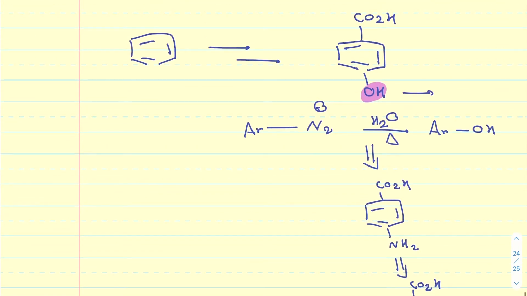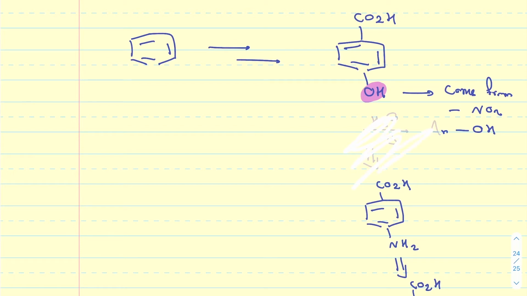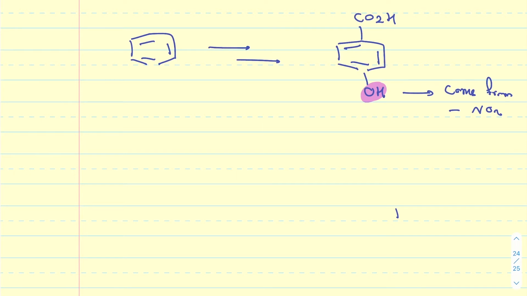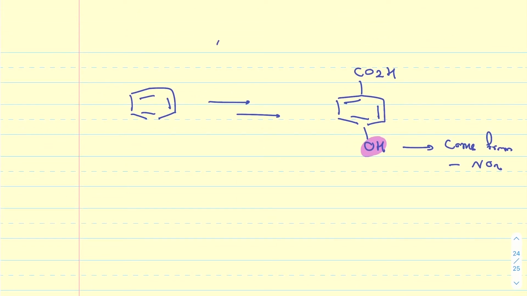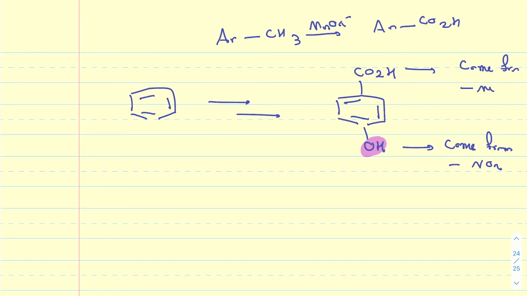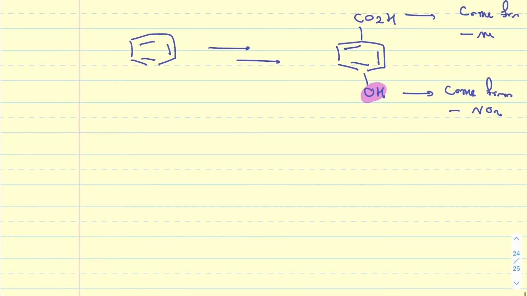So this comes from NO2, and then the carboxylic acid functional group has to come from a methyl through oxidation with permanganate. So this comes from a methyl. Now it becomes a question of what order we should do these reactions, or what the order for these reactions should be.